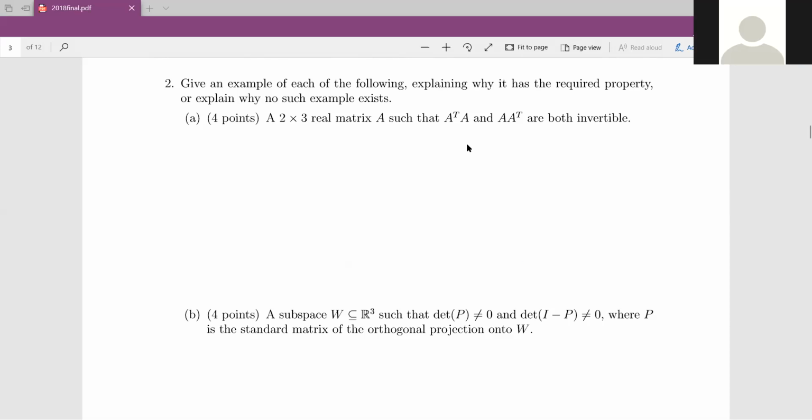Choose an A that's orthogonal. One that's orthogonal, okay. So remember, orthogonal matrices have to be square. So do you mean... Sorry, I didn't see that. So it's 2 by 3. You could still do orthonormal rows, I guess.